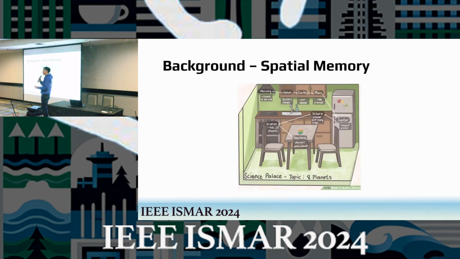Spatial memory allows people to collect and store information about their surroundings and facilitates navigation. In psychology, people invented the method of loci, also known as the memory palace, which is a mnemonic device that associates a familiar physical environment with a piece of information to enhance the recall of that information. For example, you can associate planet names with your own imagined kitchen.